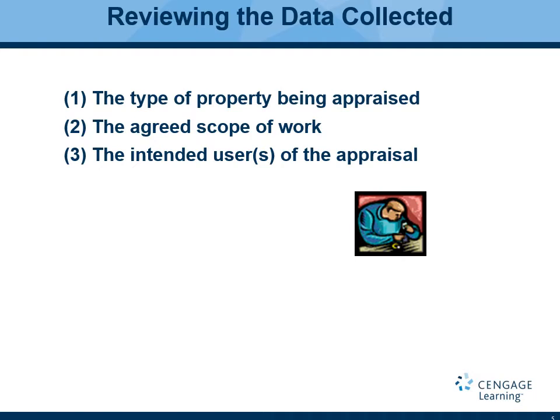In reviewing the data collected, there's three different things that you want to make sure are accurate. The type of the property that's being appraised. Have you accurately stated what type of property it is? Are you completing or have you completed the agreed to scope of work when you originally received your appraisal request? And do you have all of the intended users listed on the appraisal?